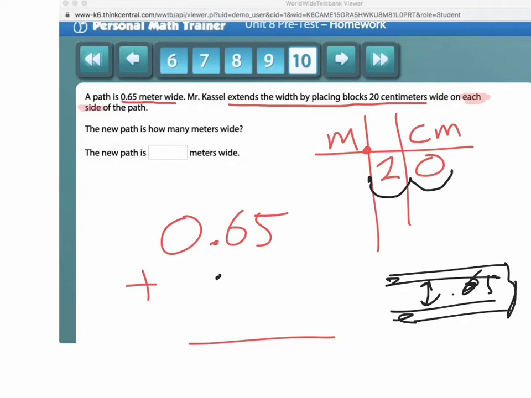Now remember, he's adding to both sides of the path, so each side is going to have 0.20 meters more on each side. So we add those all up, and we know now that the total width of the path is going to be 1.05 meters.